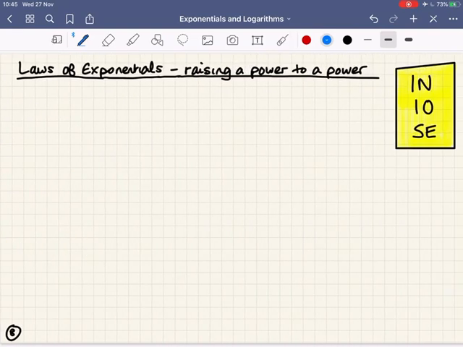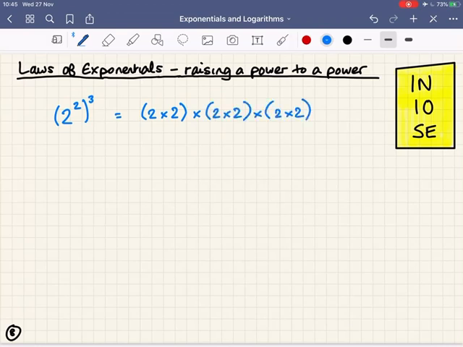Because we can raise a power to a power. So if I had 2 to the power of 2 and I raised it to the power of 3, this is shorthand for saying 2 times 2 times 2 times 2 times 2 times 2. Now hopefully you can see this is 2 to the power of 6, and hopefully you can see the link between the 6 there and the 2 and the 3 there. This time I've multiplied the powers together. So 2 to the power of 2 times 3 equals 2 to the power of 6.